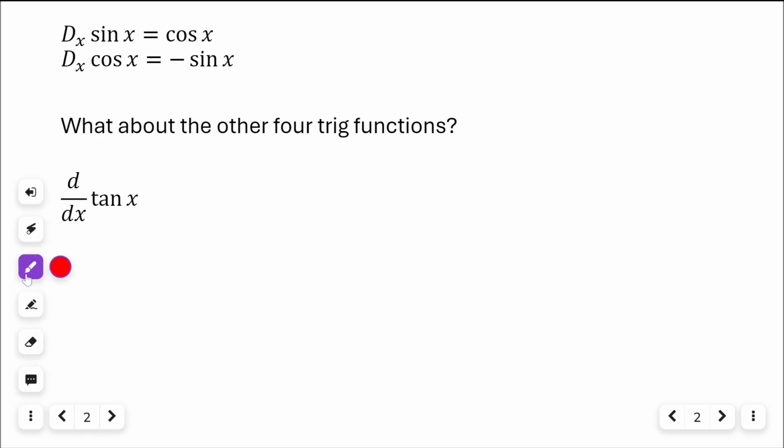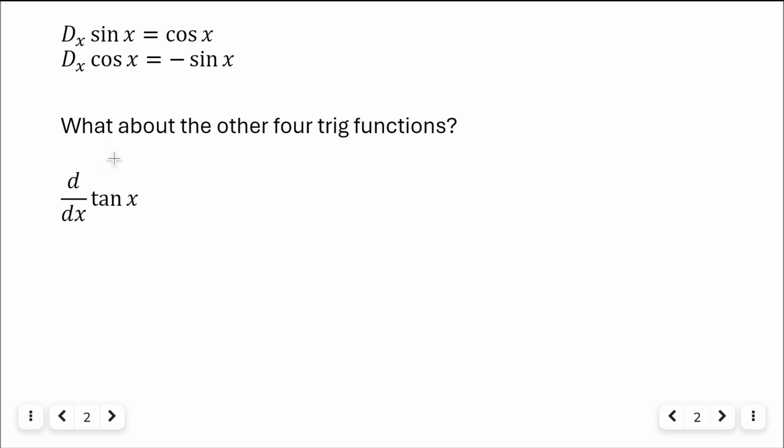So, right now, we know a couple of trig derivatives. We know the derivative of sine of x is cosine x, and the derivative of cosine x is equal to negative sine x. But again, what about the other four? We haven't talked about them yet. So, first thing we're going to do is derive the tangent of x.